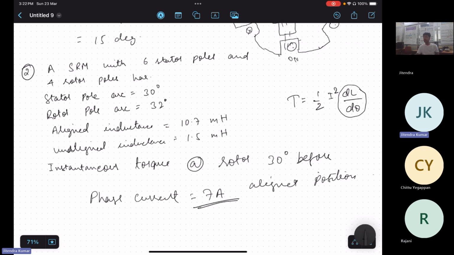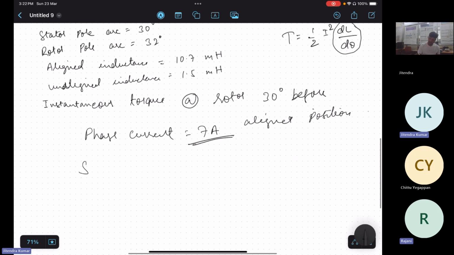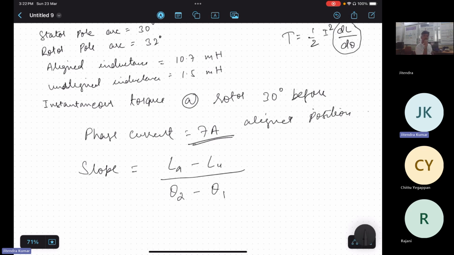So the important term to take care of here is dl by d theta. That is to be calculated as a slope, sir. Exactly, slope. Slope is equal to the aligned position inductance minus the unaligned position inductance, divided by the angle difference, theta 2 minus theta 1, the unaligned position angle and aligned position angle. So we have to find out the angle at the aligned position and the angle at the unaligned position.